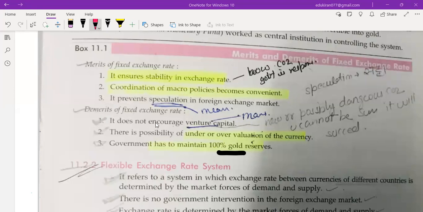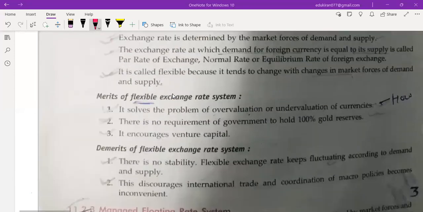Then demerits: it does not encourage venture capital like physical capital. There is a probability of under or overvaluation of the currency. And the government has to maintain 100% gold reserve. So these are the demerits and these are the merits of the fixed exchange rate.